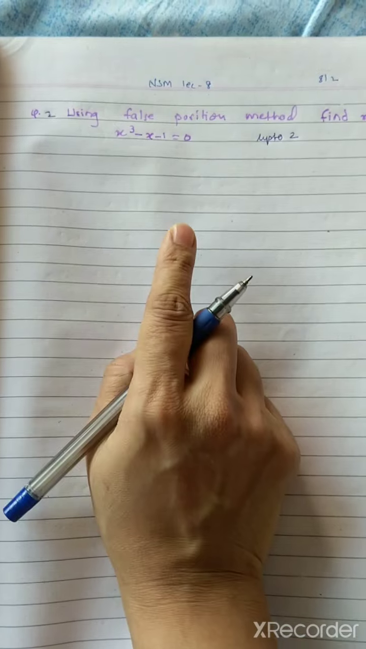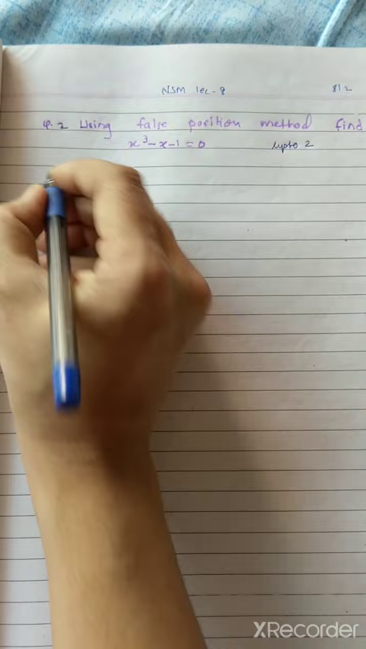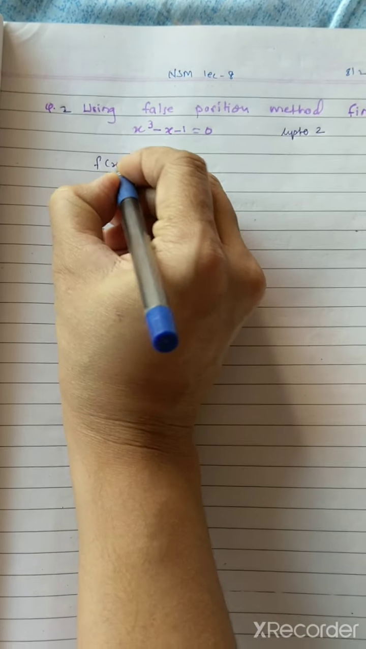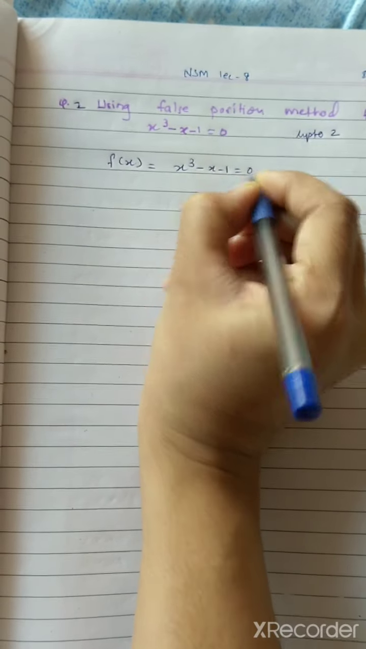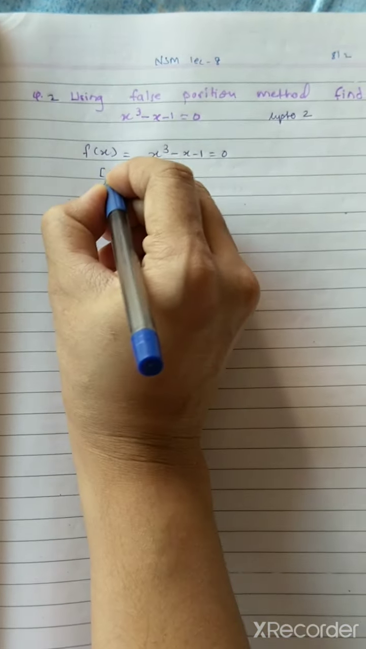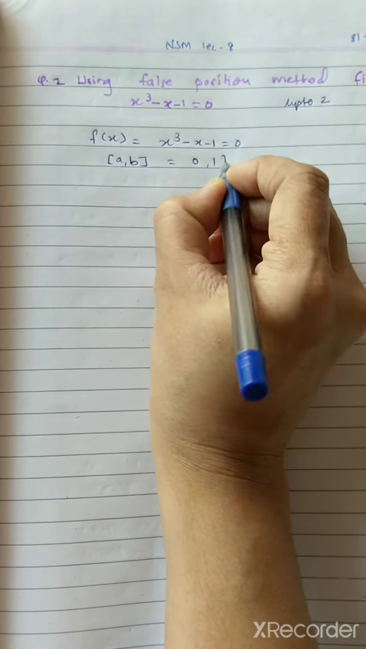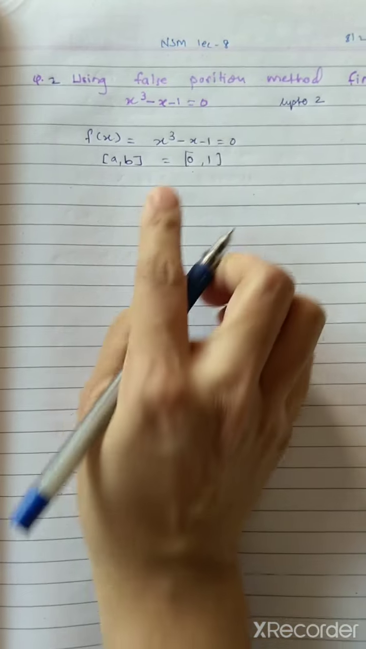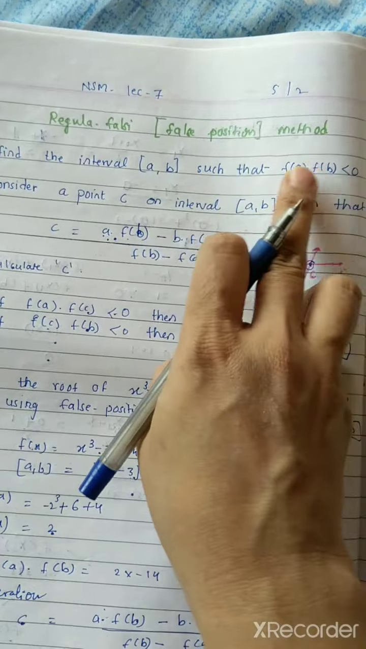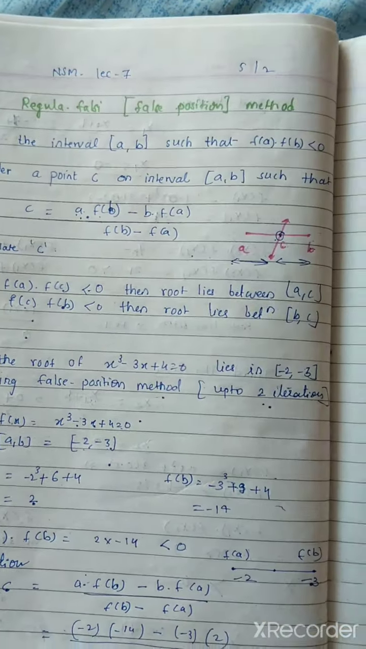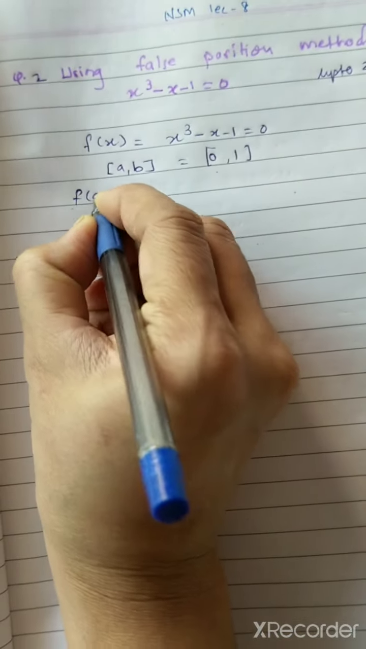Okay, and also interval is not given. If interval is not given, students, you have to consider the interval. As I've told you, first step is to consider f of x as 0, which is already given over here: x cube minus x minus 1 is equal to 0. So we have to consider now interval a comma b. As I've told to you, starting consider 0 comma 1, then 1 comma 2. Okay, so 0 comma 1 we have to check. We have to find such a value a b such that f of a into f of b should be less than 0.